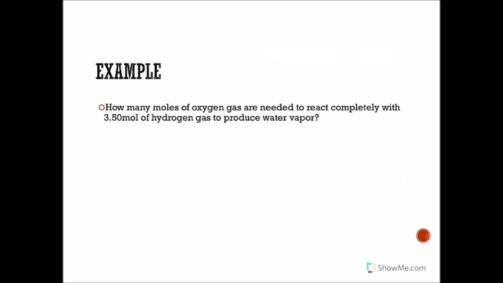And another example here. How many moles of oxygen gas are needed to react completely with 3.5 moles of hydrogen gas to produce water vapor? Oxygen gas plus hydrogen gas forms water vapor. And we have to balance this, so we need a 2 in front and a 2 in front there, and it's balanced. Balanced chemical equation number 1 is done.